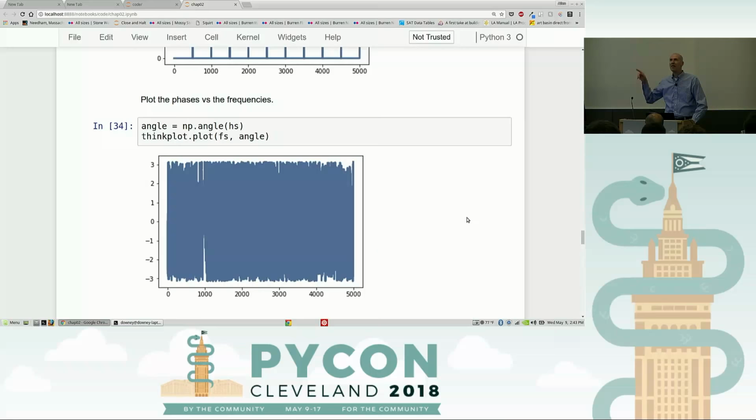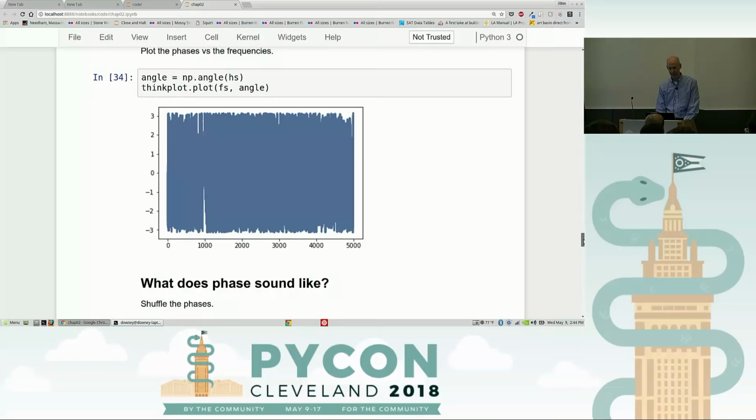In this plot, we don't really learn anything about the phase. There actually is some mathematical structure there. You could take a sawtooth, figure out what the components are of phase. There's some structure that we're not seeing because of numerical computation. But you might wonder, okay, so what does phase sound like?